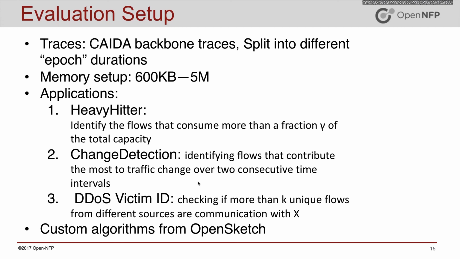And finally, we also look at DDoS victim identification, where we suppose we know the destination of a particular website. We want to check whether it has been in communication with more than k unique sources, which might be a standard signature of somebody under a DDoS attack. The reason we picked these is that we had open source implementations of the sketching algorithms for these from the literature. In fact, there's another work called OpenSketch that has implemented many of these algorithms.